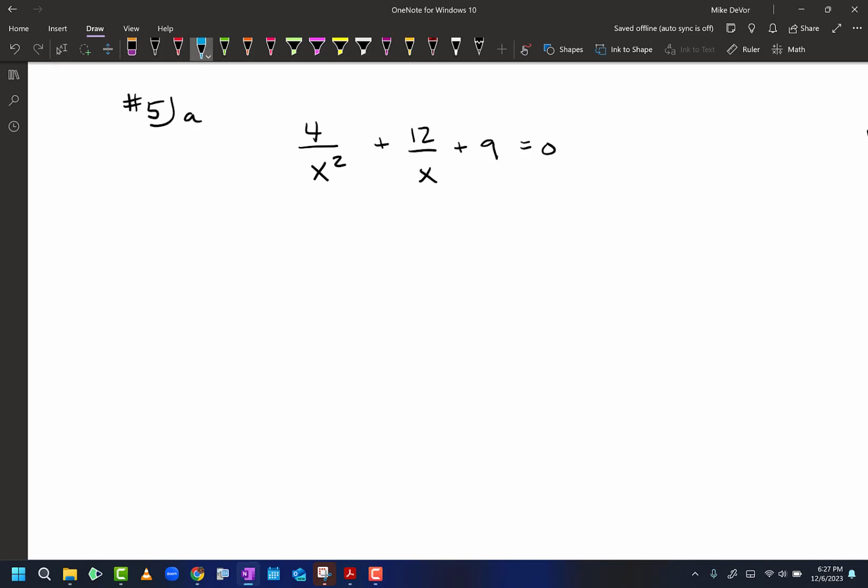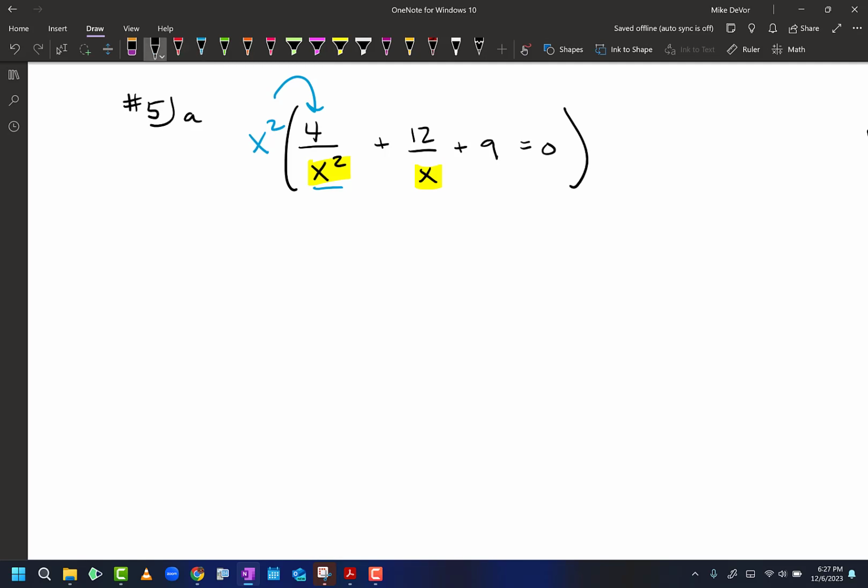So 5a, we have an equation, and notice we do have variables in the denominator. Anytime you have a denominator with variables in it, you want to clear the denominator. So I'm going to do that by multiplying by the least common multiple. In that case, that least common multiple is x squared. So I'm going to multiply every single term.